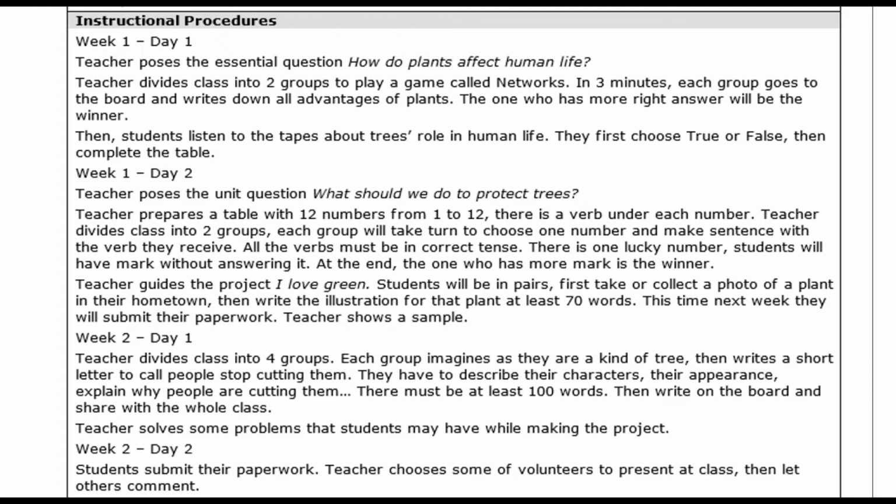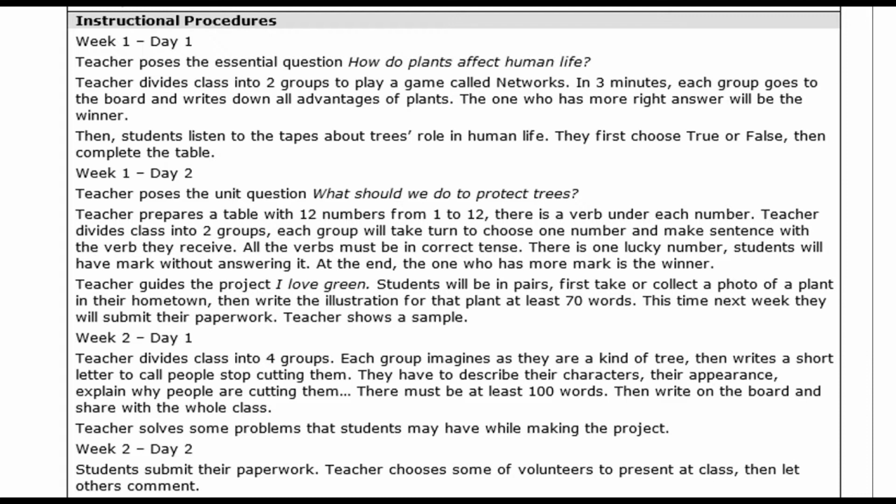On the second day, the teacher poses the unit question and prepares a table with 12 numbers from 1 to 12. There is a verb under each number. Then the teacher divides the class into two groups. Each group will take turns to choose one number and make a sentence with the verb they receive. All the verbs must be in correct tense. At the end, the one who has more marks is the winner.